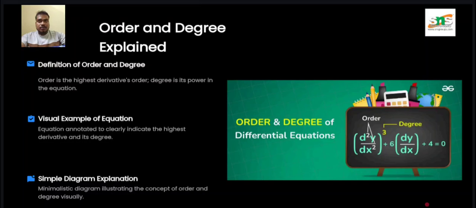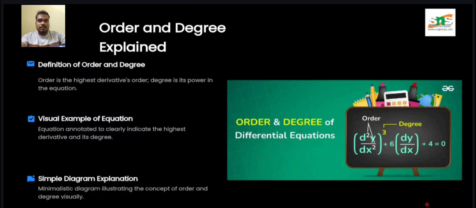In today's video, we are moving on next to an important concept in differential equations, which is the order and degree. So, the definition of order and degree: order is the highest derivative order, and degree is its power in the equation.